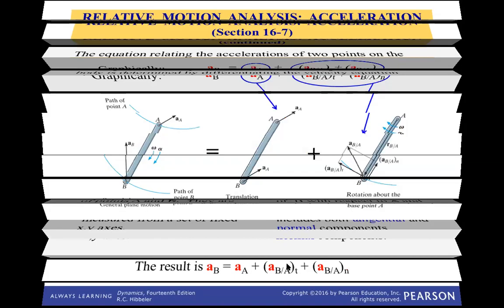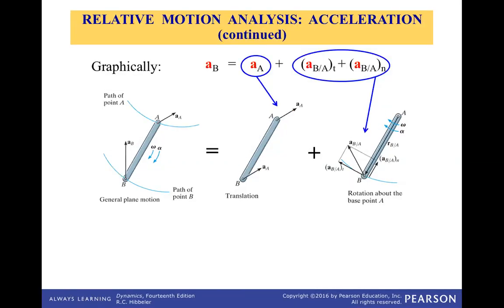You can also look at it graphically. So point A will be the base point, if it goes in that direction. And then point B will be rotating with respect to point A, with alpha and with omega, so you could have both of them. So A sub B is equal to A sub A plus the tangential and normal components. You can see from the figure clearly that this is the normal direction, this is the tangential direction, the components.